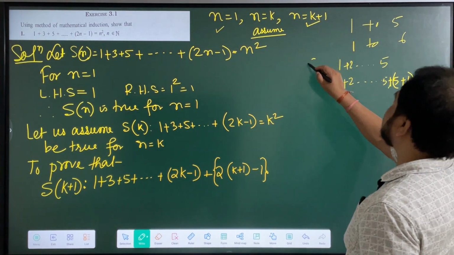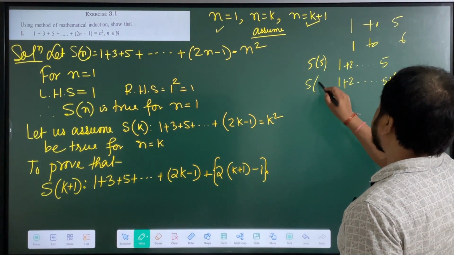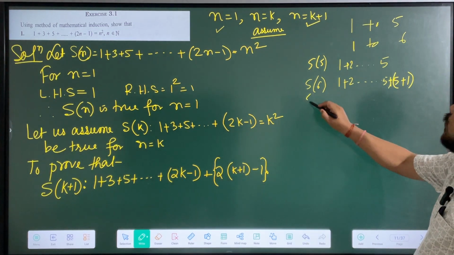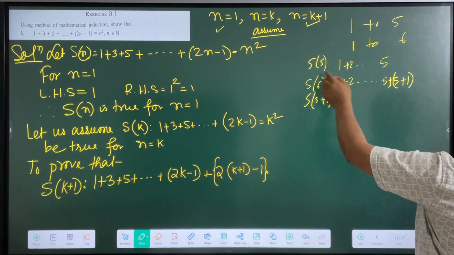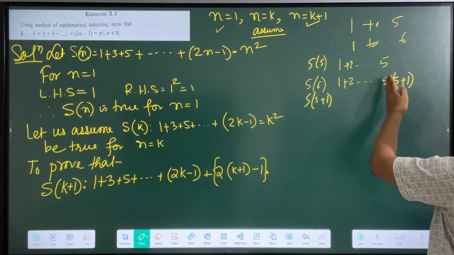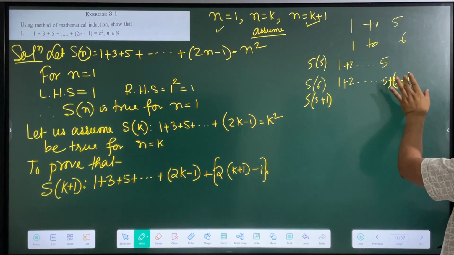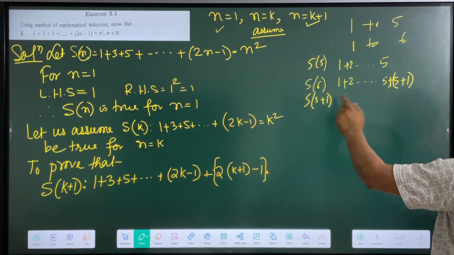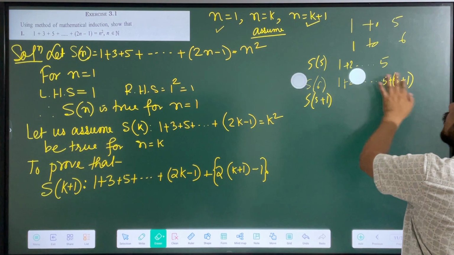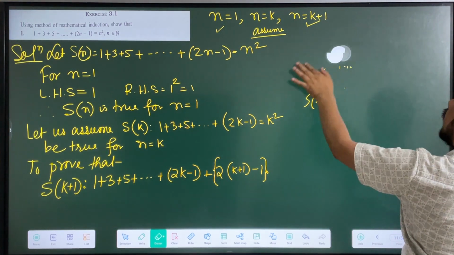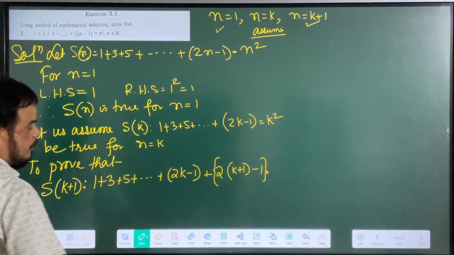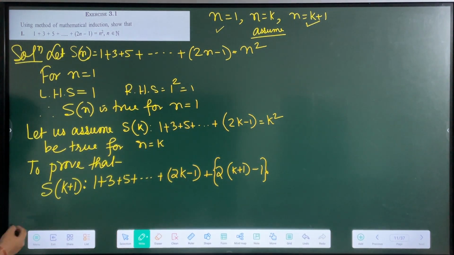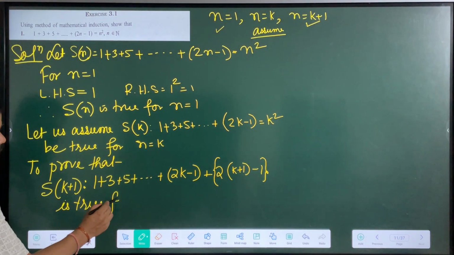This is S5 and this is S6. I hope you understand. 6 means what? 5 plus 1. S5 is till 5, so S6 will be till 5, then one more term, 5 plus 1. I hope you understand. S k plus 1. This one I explained in the previous video. Please go through the video, then you will understand properly again. Repeat the video.